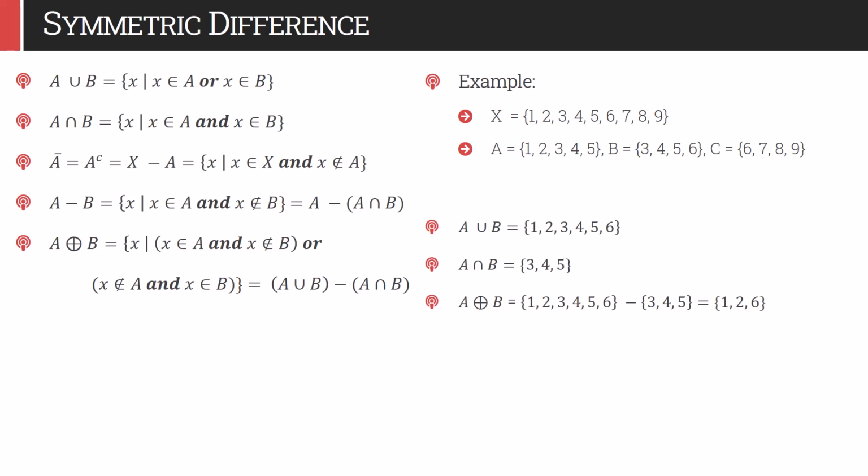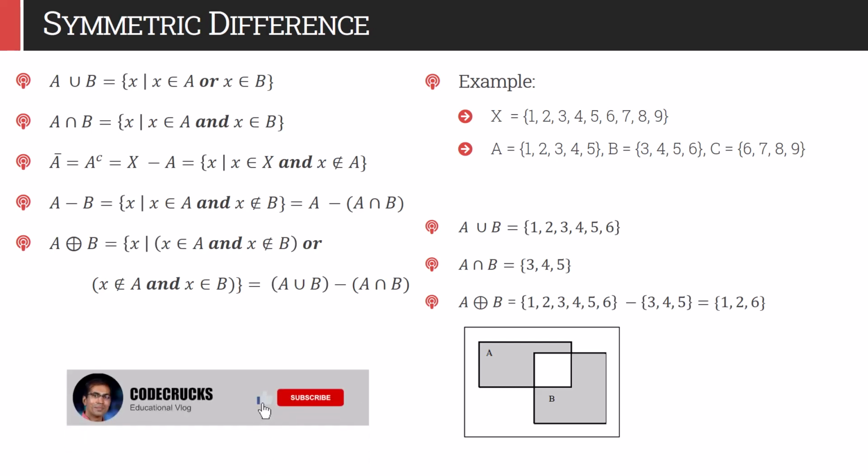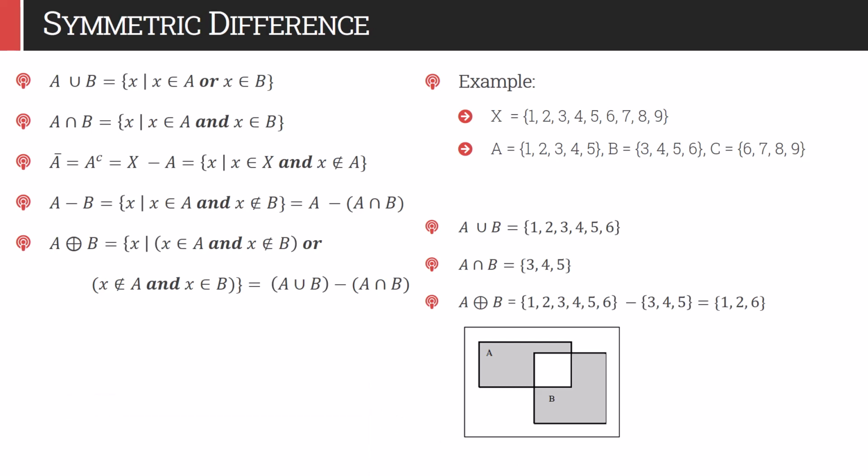So A union B here is 1, 2, 3, 4, 5, 6. We have already computed A intersection B, which is 3, 4, 5. And the symmetric difference would be the difference of these two. So that would be 1, 2 and 6. Graphically we can represent it like this, A union B minus A intersection B. So common elements from A and B we have to delete. The rest of all from A and B would be members of A symmetric difference B.